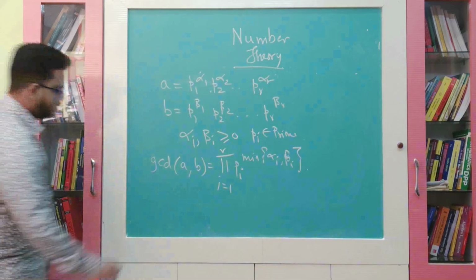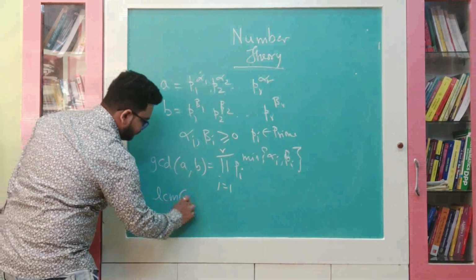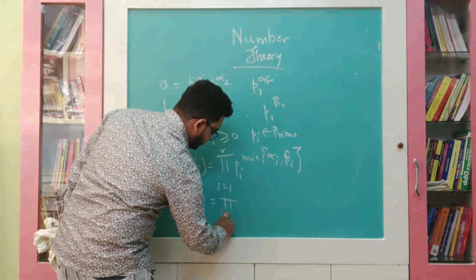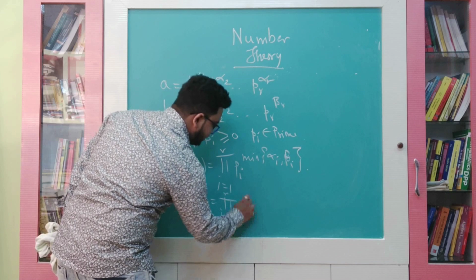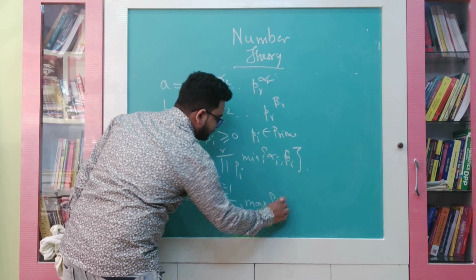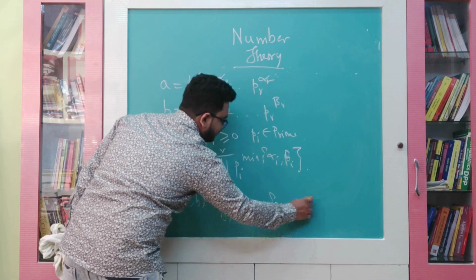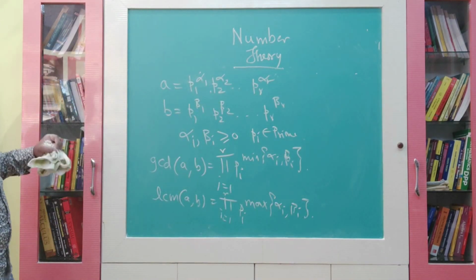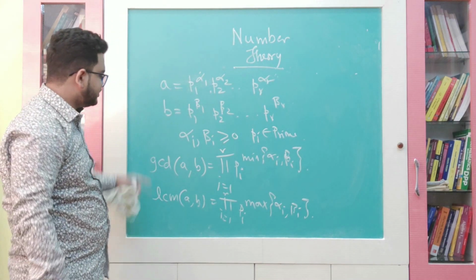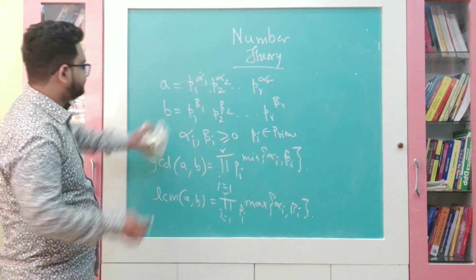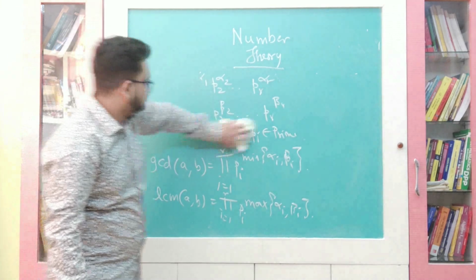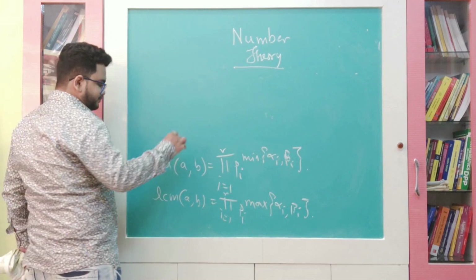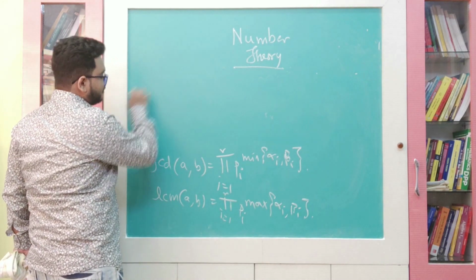And LCM of A and B is the product, i from 1 to r, of pi to the max of alpha i, beta i. Using this you can prove that this product is AB. How? I'm using this, so you know what alpha i and beta i are. So I will prove that.